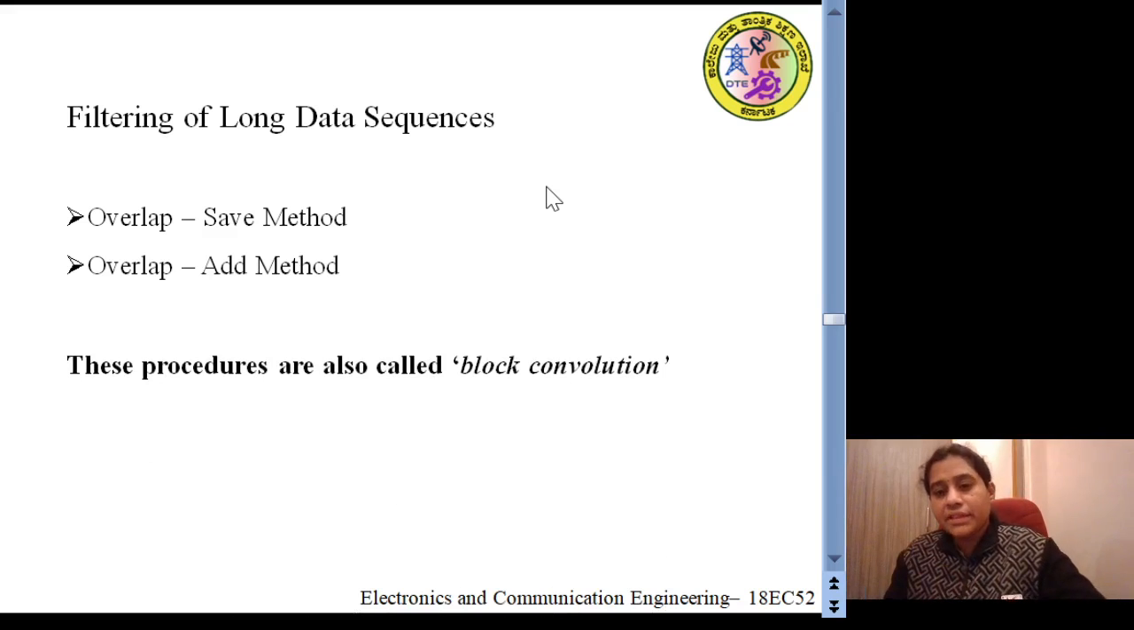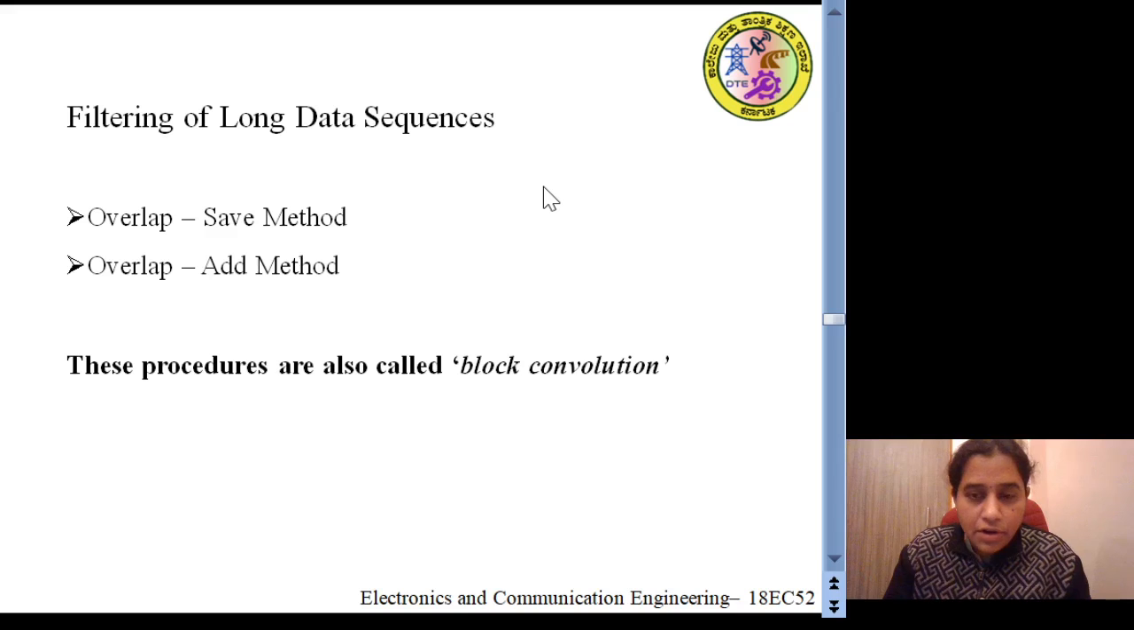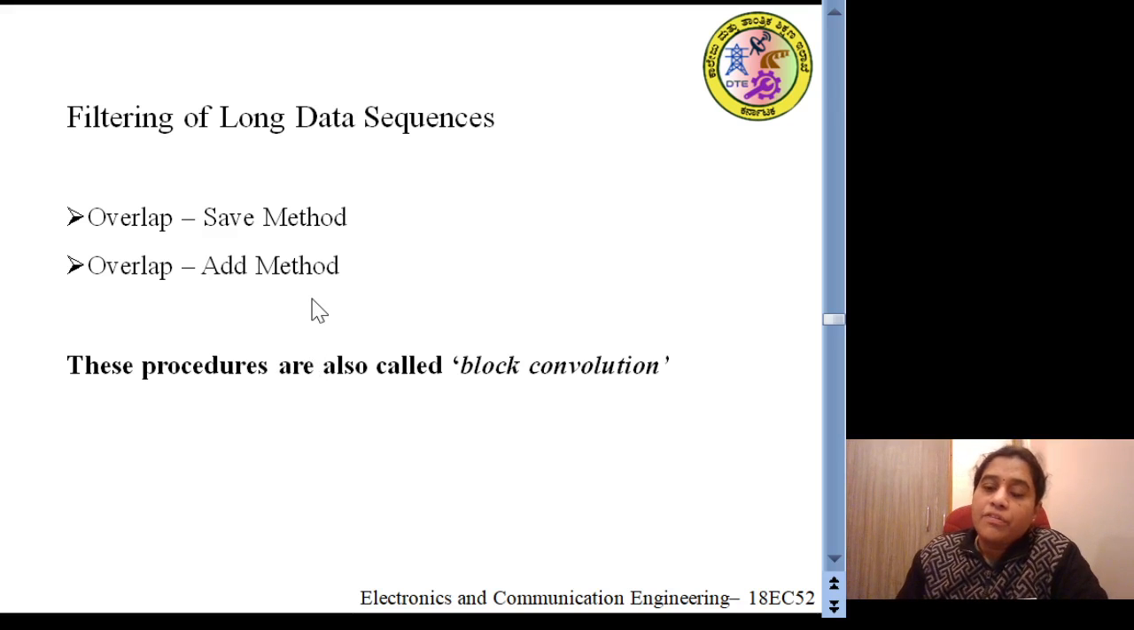In both methods, first we divide the incoming samples into a number of blocks, or we segment it into blocks. Then we convolve to obtain blocks of output, and at the end we fit all the blocks together such that they overlap, and we may add, or keep as it is, or discard some values. So basically we are following a block convolution operation here. These two procedures are also called block convolution methods, or segmentation methods of linear filtering.